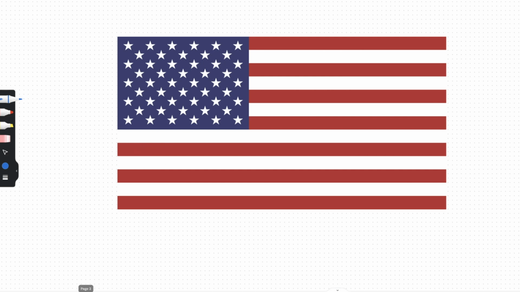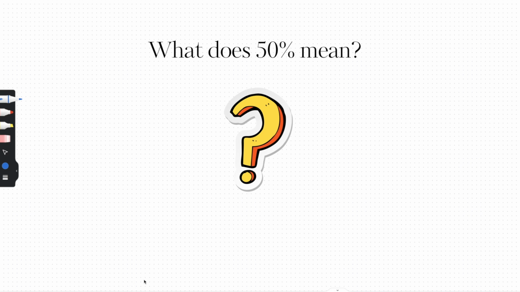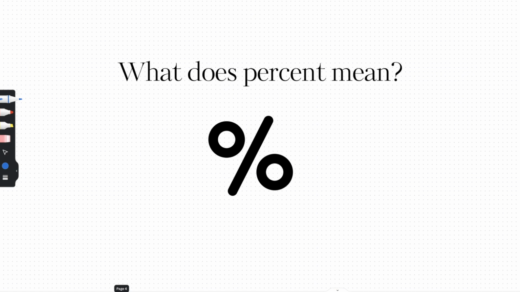So the question is, what does 50% really mean? And what does percent mean? Well, remember, percent means per 100. So any single time you see a percent sign, you can actually see the number 100. For example, here's the 1, and then here are the 2 zeros. So anytime you see the word percent, you need to think per 100.